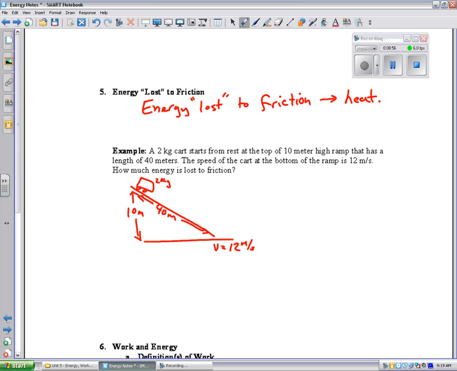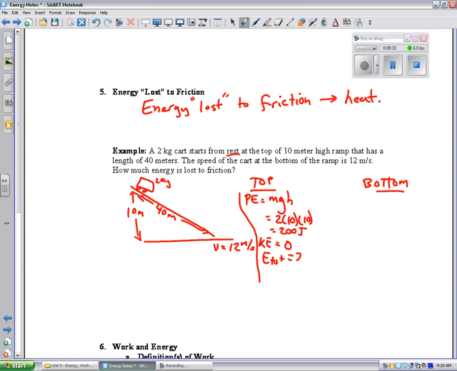Now, I'm going to identify my 2 points. I'm going to pick the top of the ramp, and I'm going to pick the bottom of the ramp. I'm going to find the potential energy here is mgh. So that equals 2 times 10 times 10, which gives me 200 joules. The kinetic energy here is 0 because its velocity is 0. It says it starts from rest. So then my total is 200 joules.